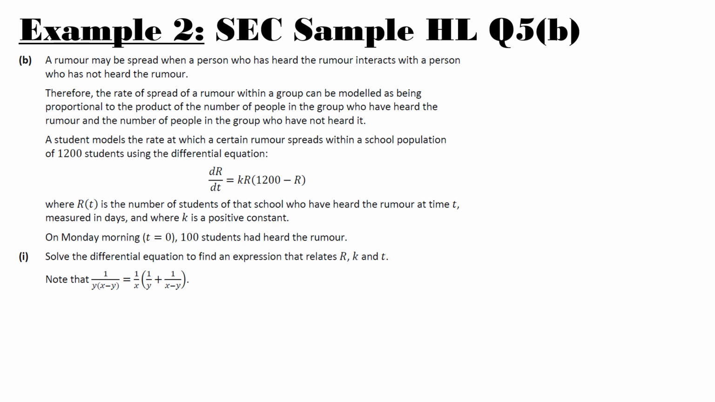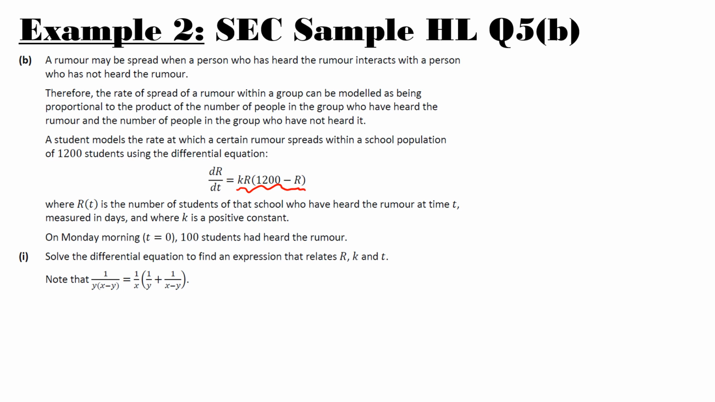So a rumour may be spread when a person who has heard the rumour interacts with a person who has not heard the rumour. Therefore, the rate of spread of a rumour within a group can be modelled as being proportional to the product of the number of people in the group who have heard the rumour and the number of people in the group who have not heard it. Okay, that's quite complicated. However, they have given us this differential equation and they have put it here.